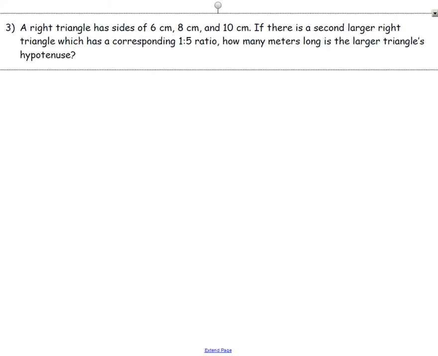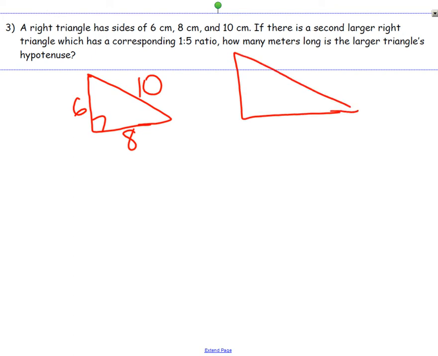Alright, number 3. A right triangle has sides 6, 8, and 10. So we can draw ourselves a right triangle here. There's a second larger triangle, and the ratio is 1 to 5, which means what's our scale factor going to be? How do we get from 1 to 5? Times 5. So our scale factor is 5.